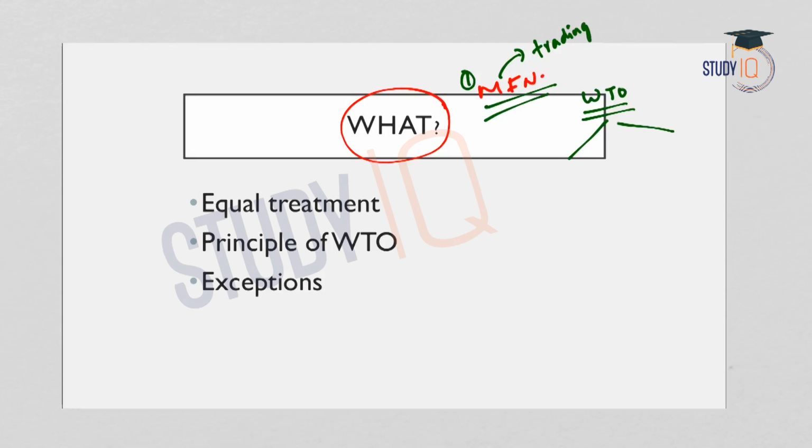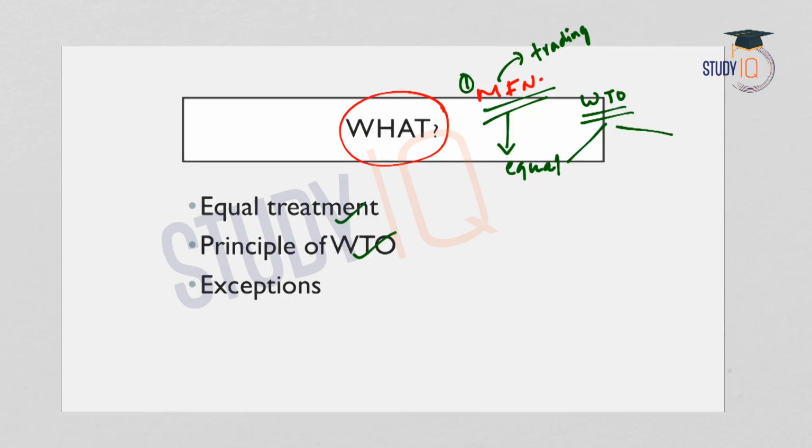MFN status mandates that there should be equal treatment of all trading partners by a country. So it ensures equal treatment. It means that if a country grants a special favor to a trading partner or a country, it has to extend the same special favor to all other WTO members. So in general, it means that every time a country makes any trade concessions like lowering the duties, or when a country opens up a trade market for another country or any trading partner, it has to do the same for all the trading partners who deal with the same goods and services. So it is one important trading principle of WTO.